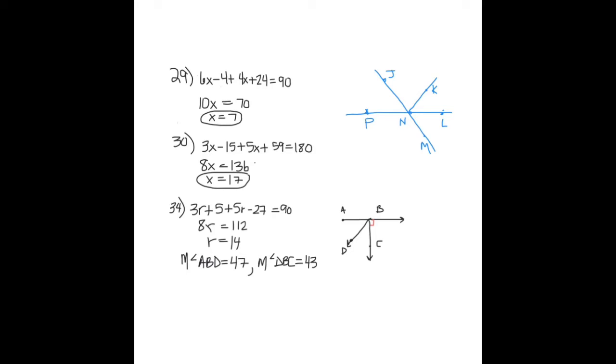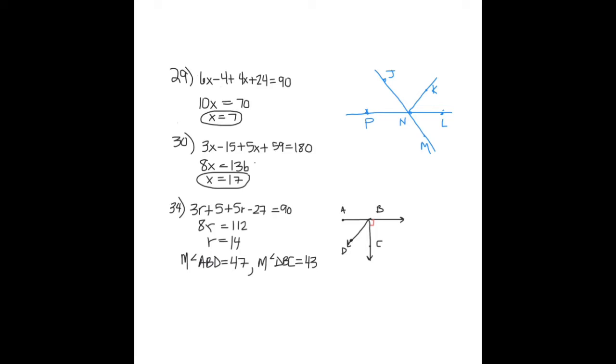It says that the measure of angle KNL equals 6x minus 4, and the measure of angle LNM equals 4x plus 24. You need to find the value of x so that angle KNM is right. That means the measure of angle KNM has to equal 90. So I summed those two values to 90, and I find that x equals 7.